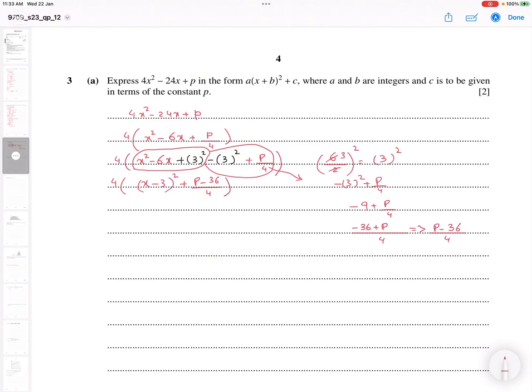Now multiply this 4 with the bracket like that: (x minus 3) squared, plus now multiply 4 with this (p minus 36) over 4, so you will be left with p minus 36. So this is actually in the form which he needed, a times (x minus 3) whole squared plus c. So this is your answer.